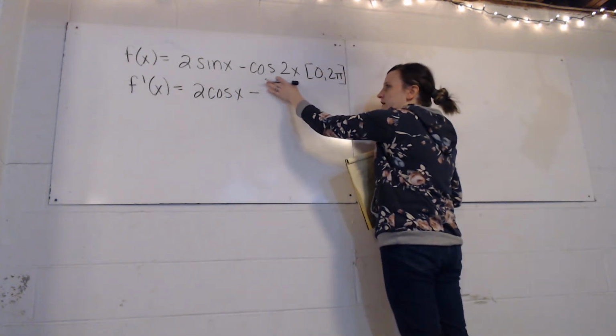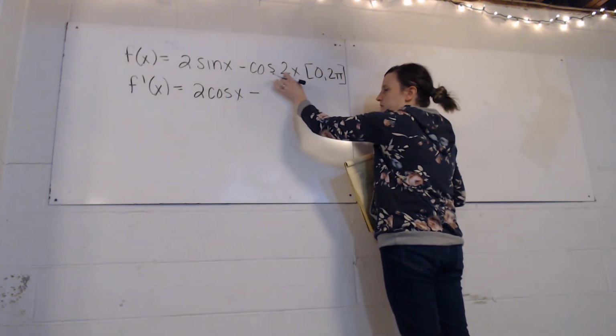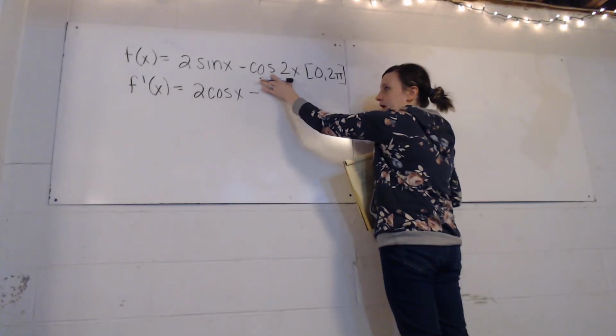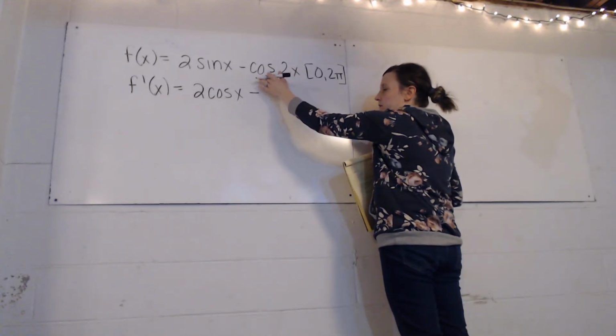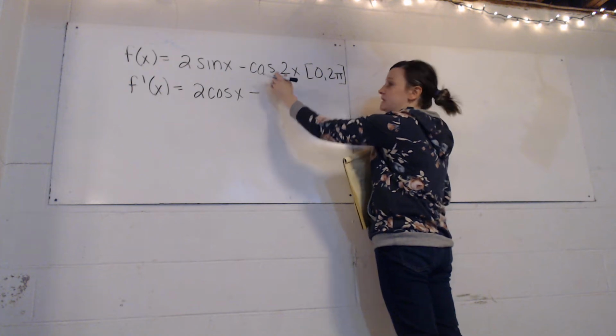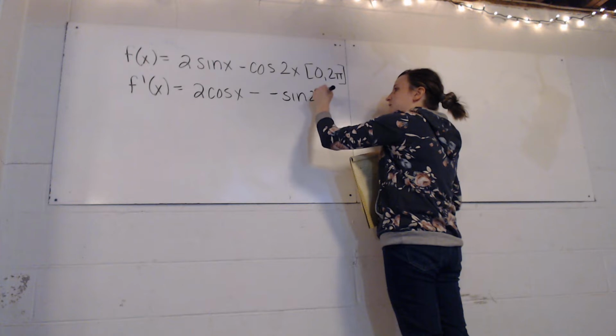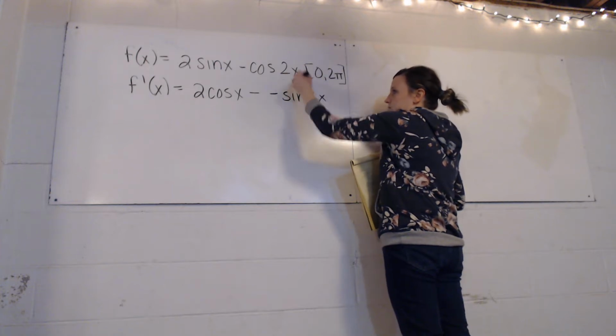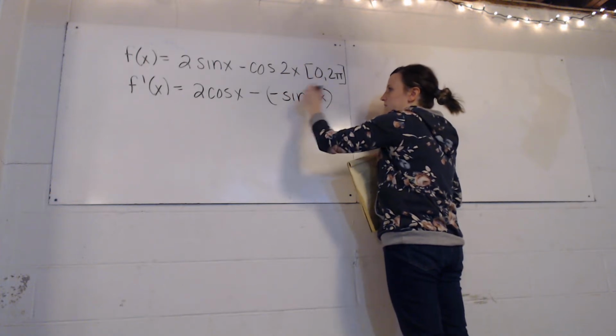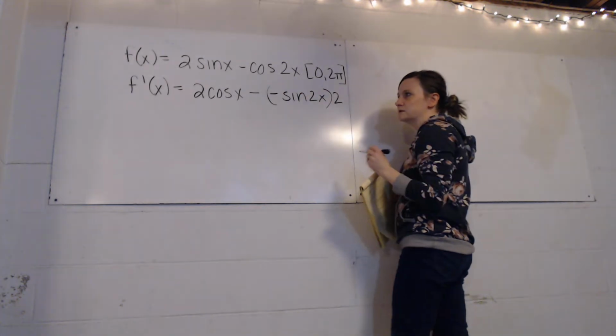Minus, now here I have to use the chain rule, for the cosine of 2x. I'm going to start out and work my way in. The derivative of cosine is negative sine, so minus negative sine of 2x times the derivative of 2x. So it's like times 2, right? Now this is really ugly the way I wrote that, so let's clean that up.